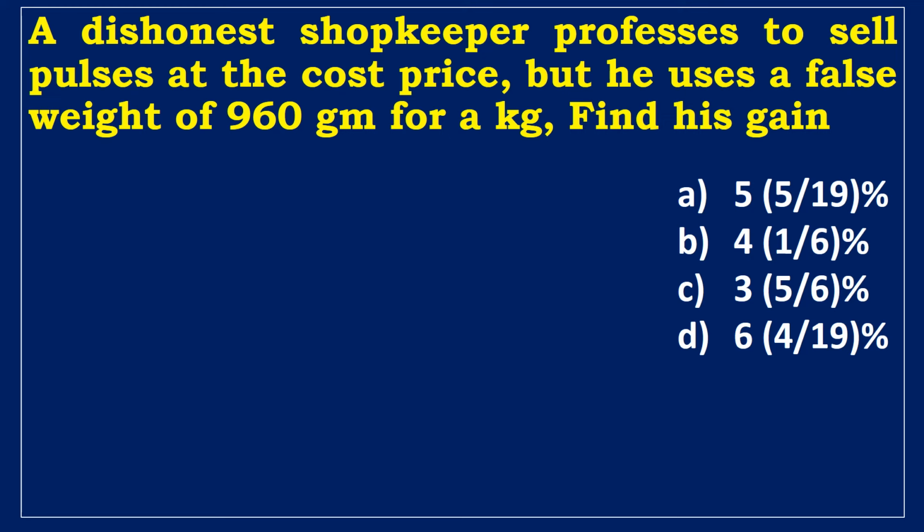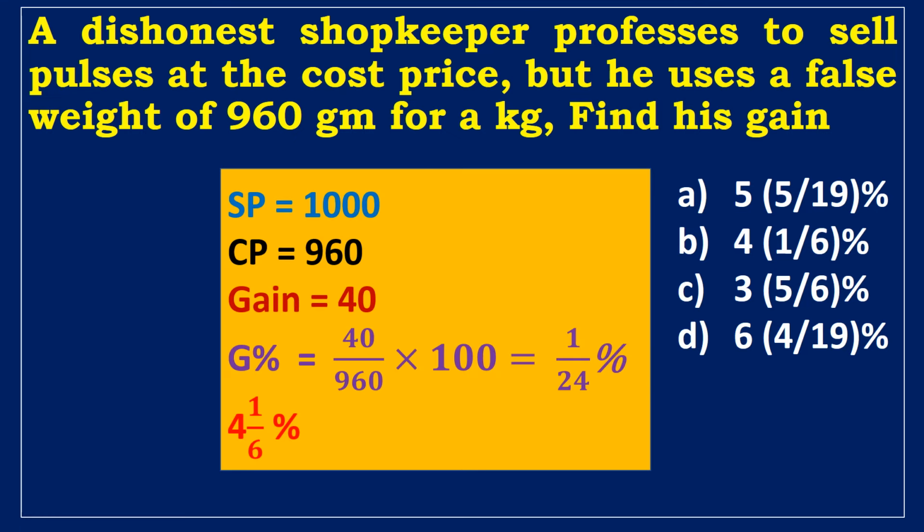A dishonest shopkeeper professes to sell pulses at the cost price, but he uses a false weight of 960 grams for a kilogram. Find his gain. SP equals 1000 grams. However, the dishonest shopkeeper uses a false weight of 960 grams for 1 kilogram. In this case, CP equals 960 grams. Then, the gain is equal to 40 grams.